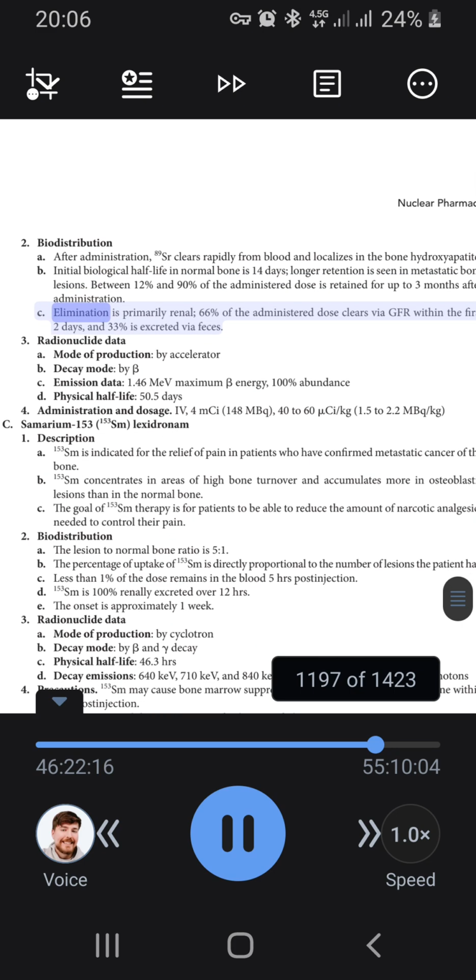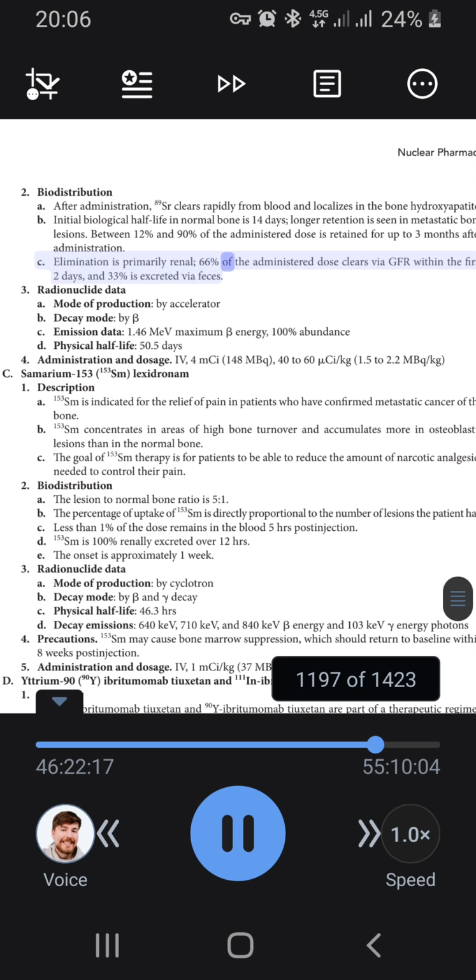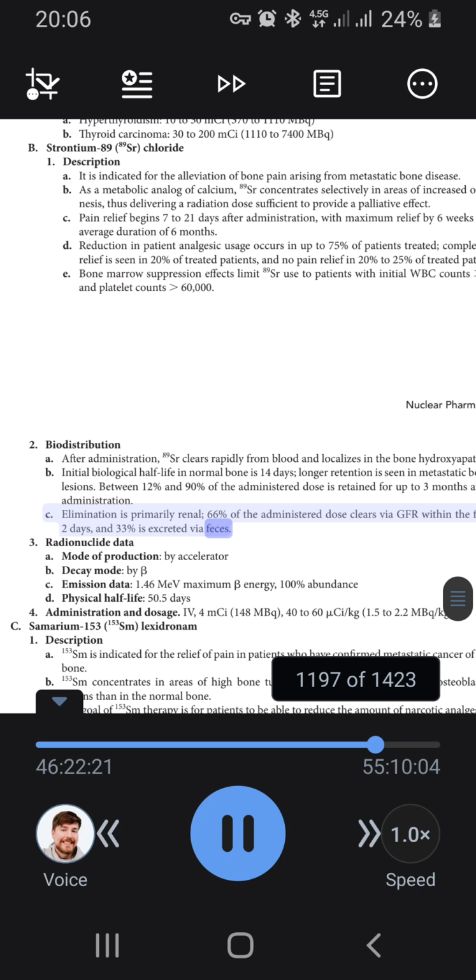C. Elimination is primarily renal. 66% of the administered dose clears via GFR within the first 2 days, and 33% is excreted via feces.